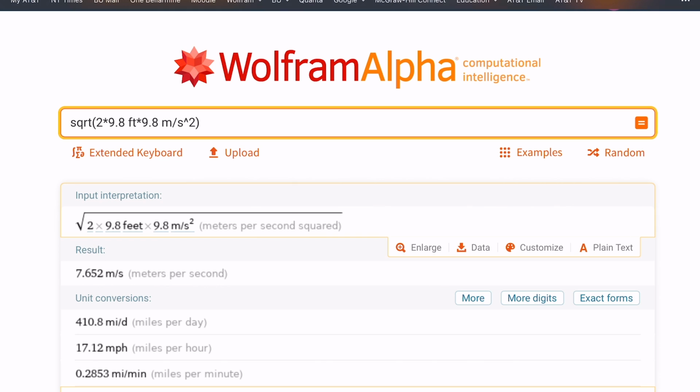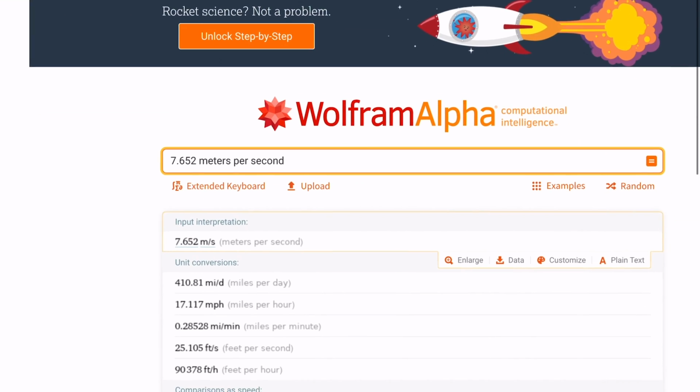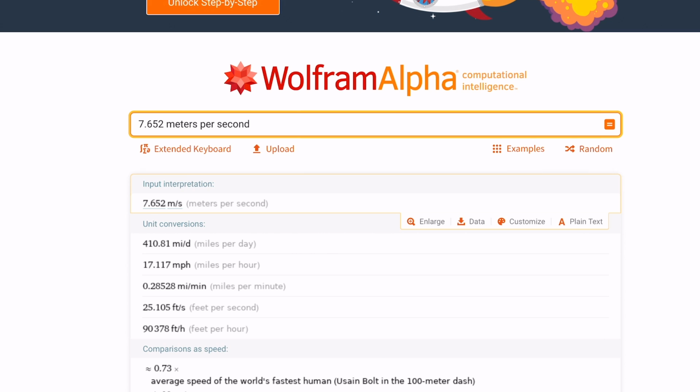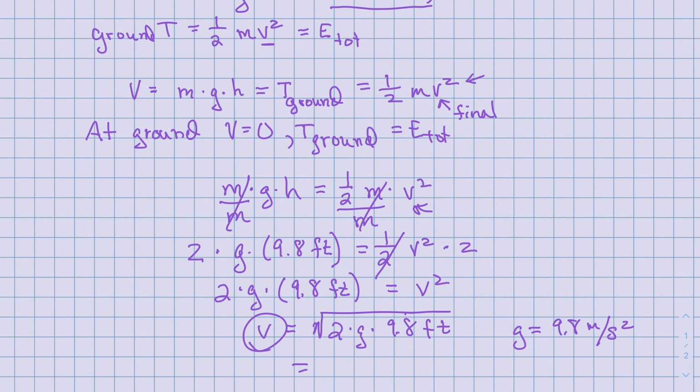Okay, so you can see I've entered the formula for velocity, square root of 2 times 9.8 feet times 9.8 meters per second squared. And what we get is the calculation from Wolfram Alpha, which does our unit conversion for us. It's 7.652 meters per second. If you're interested, of course, Wolfram also calculates things like miles per hour and other units, but 7.652 meters per second is the speed that we've calculated. I'm just going to round it off to 7.7 meters per second as the speed of the object.